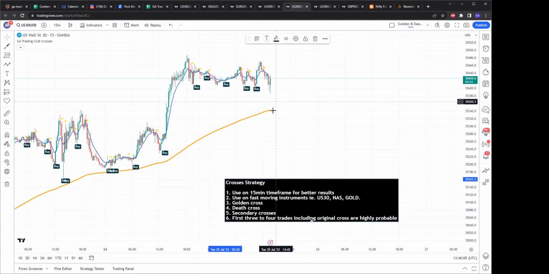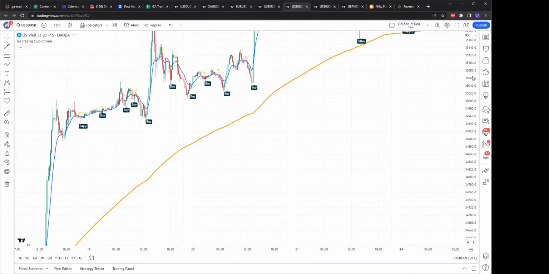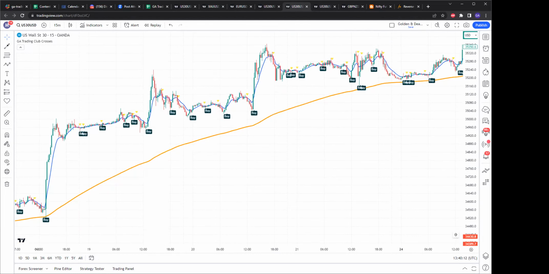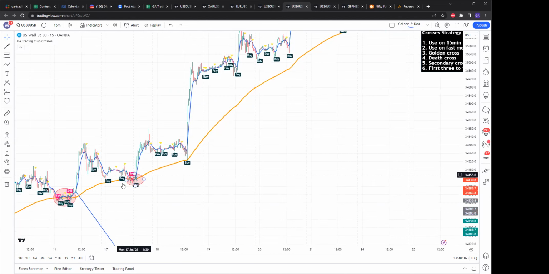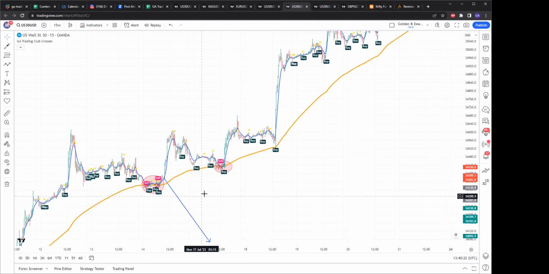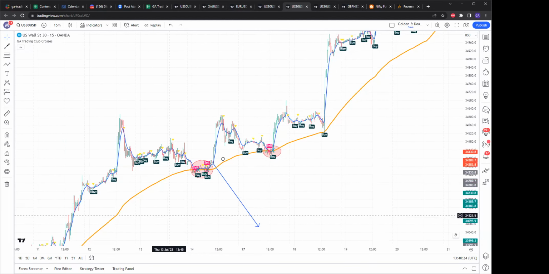I've been waiting for this sell for ideally 3 weeks now, because you can see the last time we had a death cross on US30, and the sell would of course come during a death cross. So the last time we had a death cross, it was ideally invalidated because we got a death cross and then a golden cross. So that would have ended up at break even.